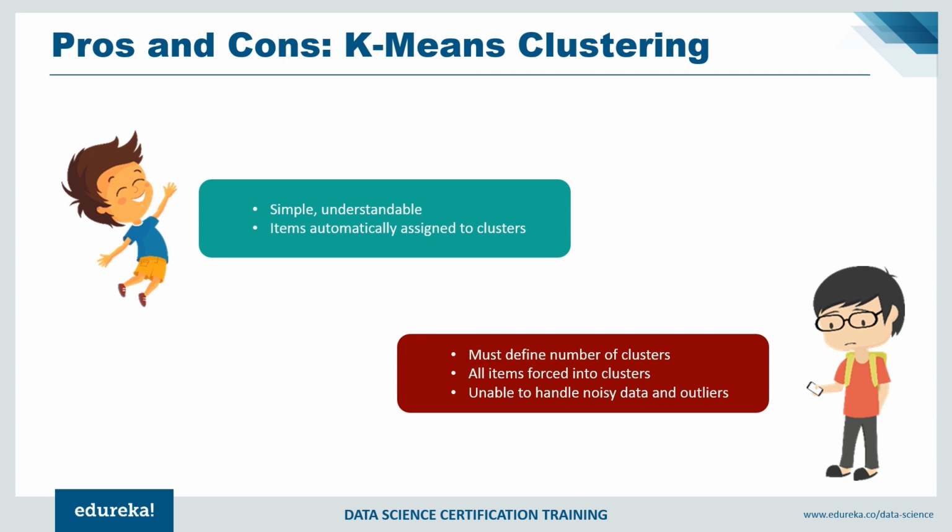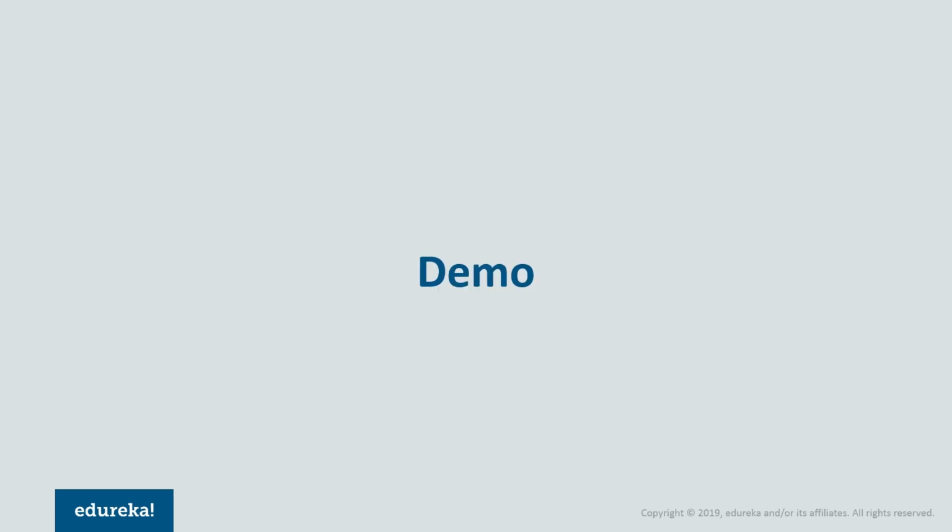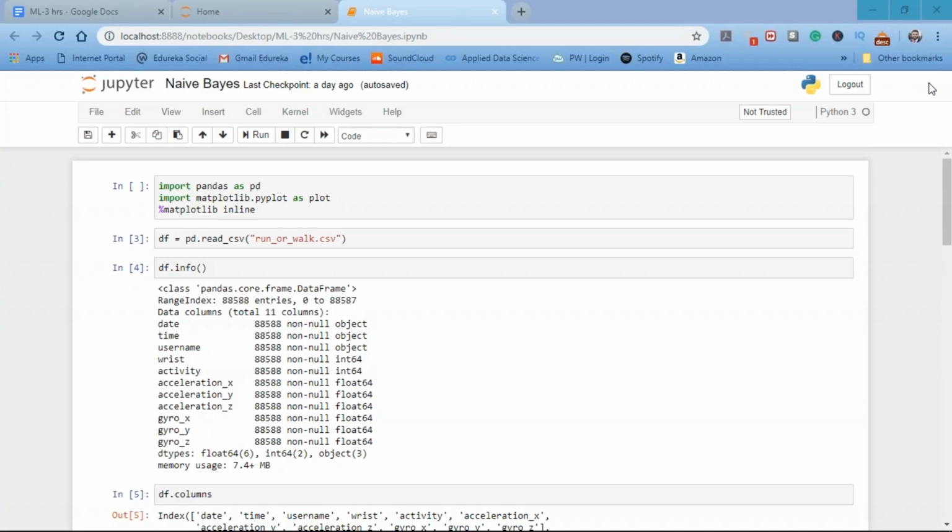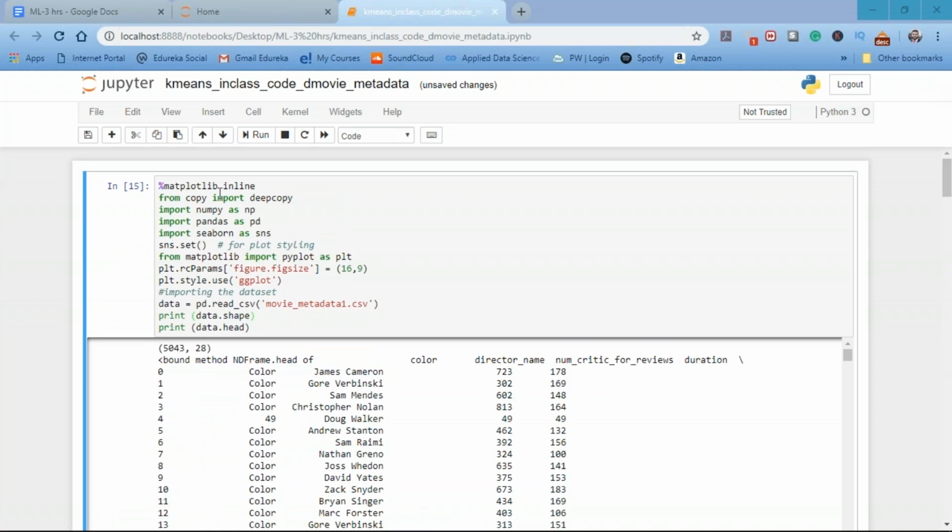So we have to find out the number of clusters and divide accordingly. The use case is that first of all we have a data set of 5,000 movies, and what we want to do is group the movies into clusters based on the Facebook likes. So guys, let's have a look at the demo here.